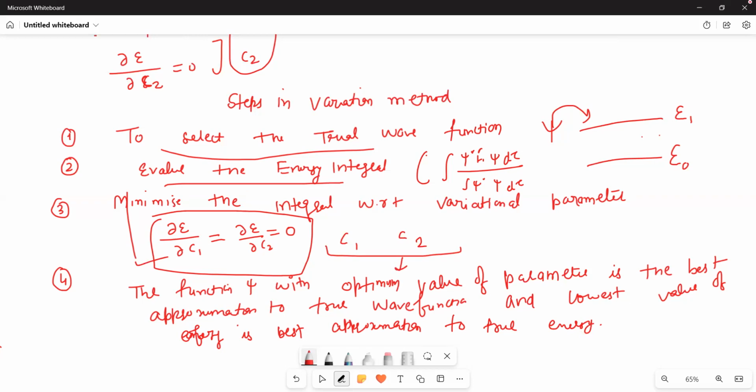Okay. See, we choose different wave functions. We will choose psi1, psi2, psi3, psi4. We apply the variation method. So in every wave function we will get some C1, C2 values. So whichever C1, C2 we put and get the minimum value, that corresponding wave function will be the best approximation, and that minimum energy will be the best approximation to the true value of energy. Okay, so these are the only steps.